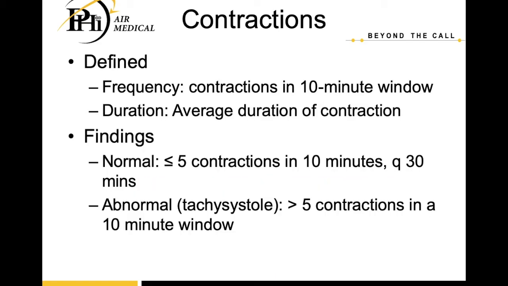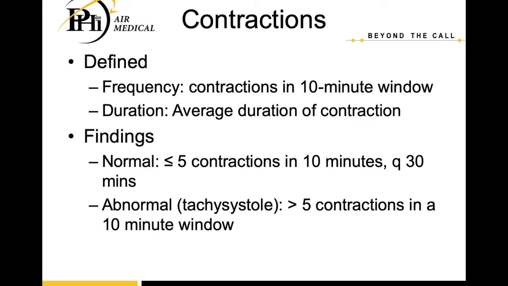All right, so we have completed our fetal assessment now with doing our baseline, our accels, our decels, and our variability. And now we're going to do our uterine assessment. So let's talk about contractions. They're defined by frequency and duration. So the frequency is how many contractions there are in a 10-minute window, averaged over the last 30 minutes typically. And the duration is going to be the average duration of each contraction.